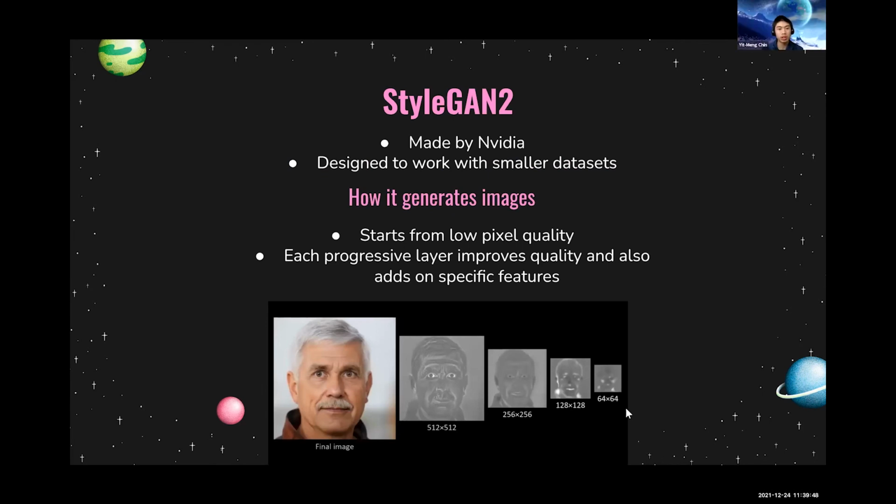The program we used specifically was StyleGAN 2. It was made by NVIDIA, and it was designed to work with smaller data sets. How it generates images is that it starts from a low pixel quality image, and then it slowly adds more and more details and features as it progresses. As you can see in the images, it starts from a 64 by 64 sized image, and as it progresses, it gets more and more details and increases the pixel size until you finally get the full color image that has a lot of details in it.